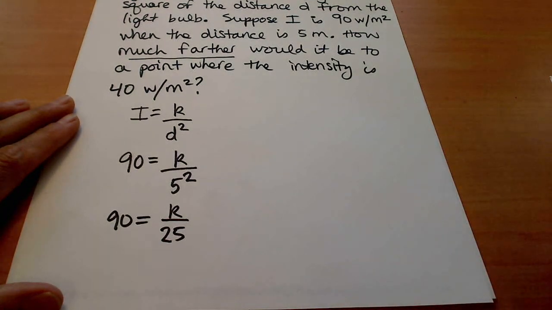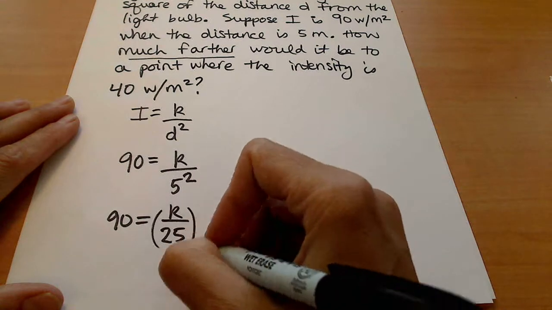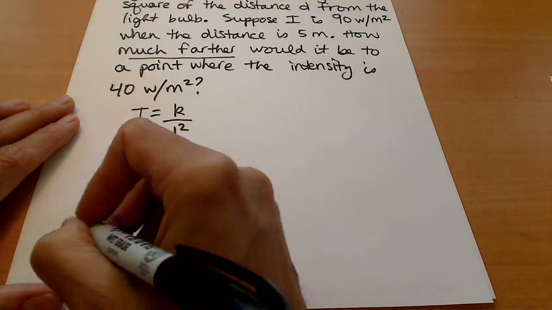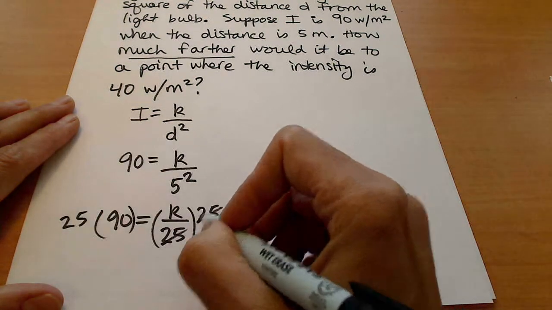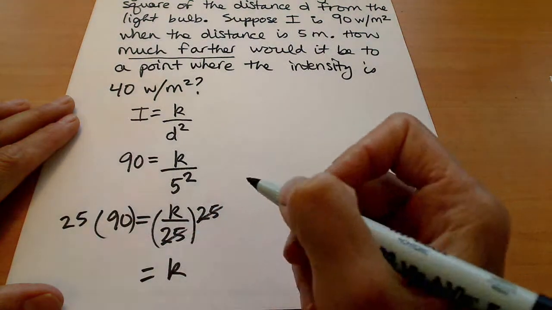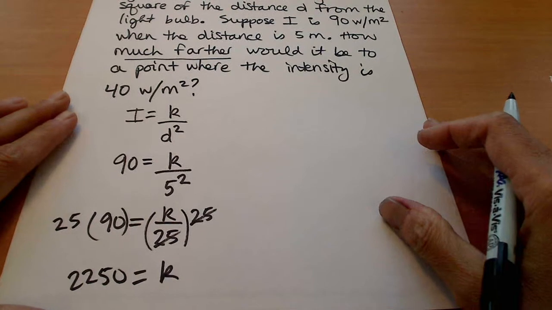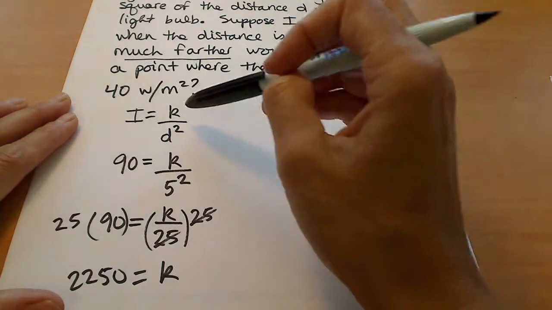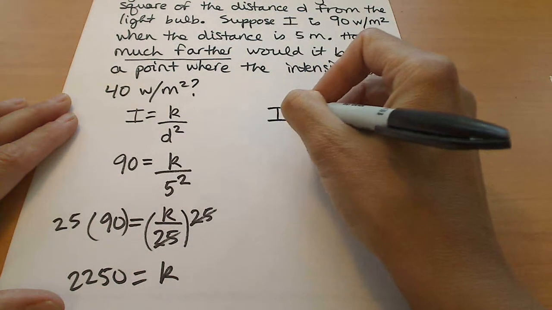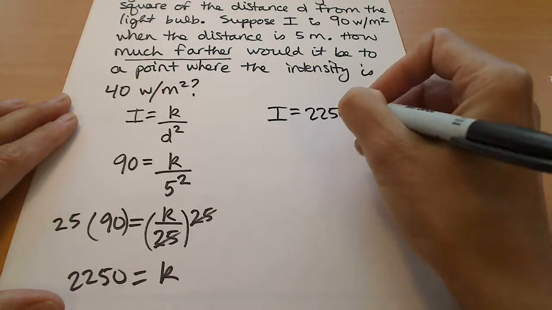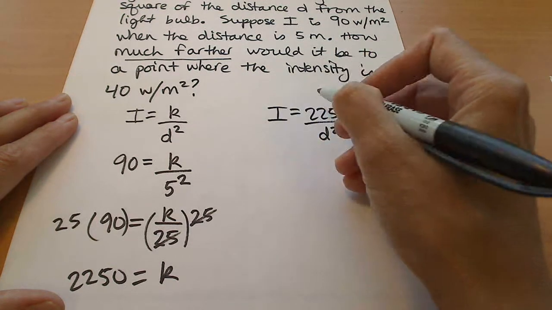All right, so we want to solve for k, so we're going to multiply both sides by 25 to clear the fraction. So we have k equal to 2250. Now this we can plug back in, and we actually have the equation of variation. So we have I equals 2250 over d squared.